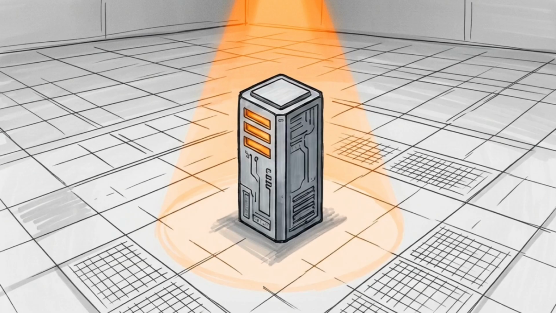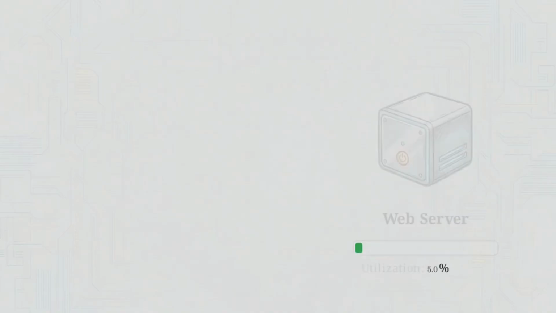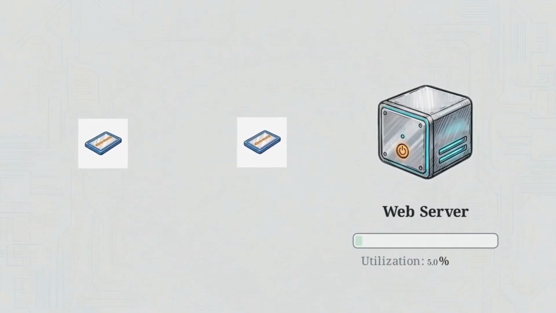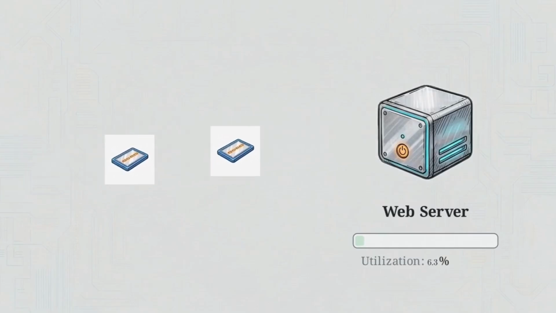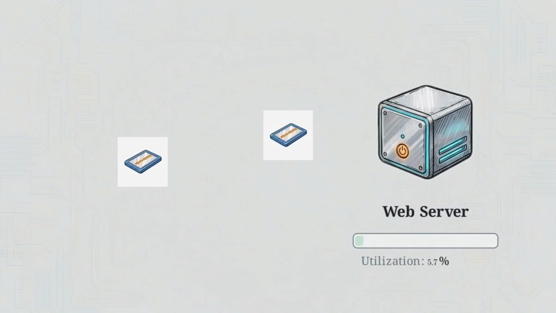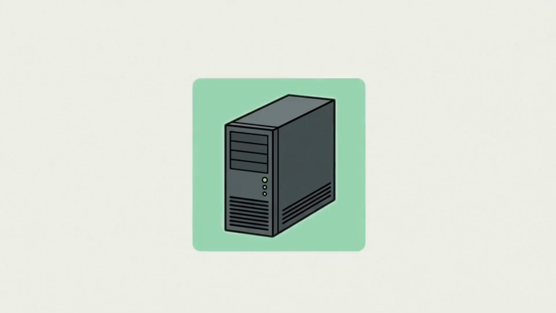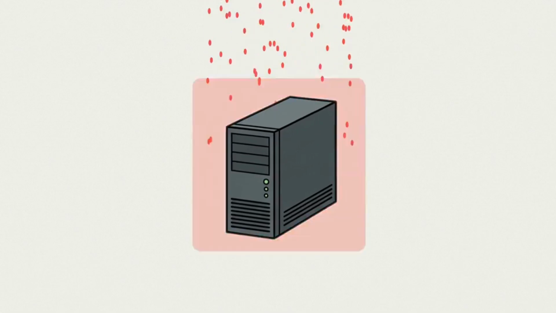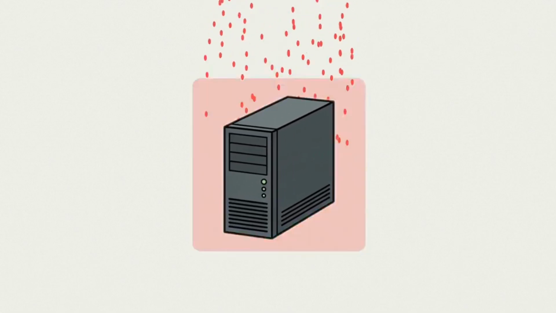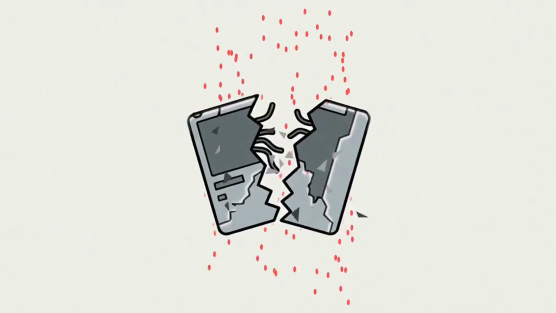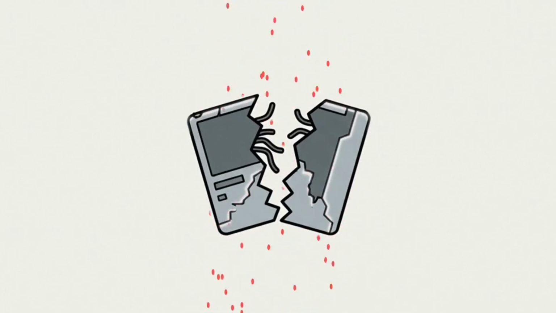Picture a single server sitting in a data center. When only a few dozen users log on to check an email or load a web page, that machine handles the trickle of requests without breaking a sweat. But if a service suddenly goes viral or a major news event breaks, that trickle becomes a tidal wave. Thousands of concurrent requests hit the network port in a matter of seconds.